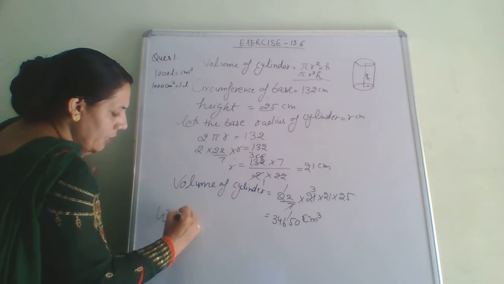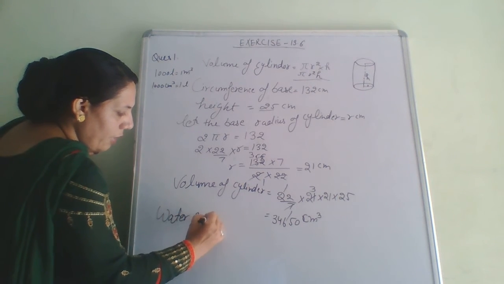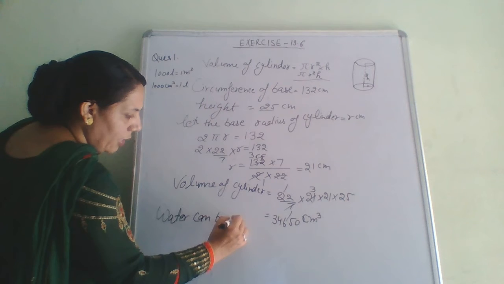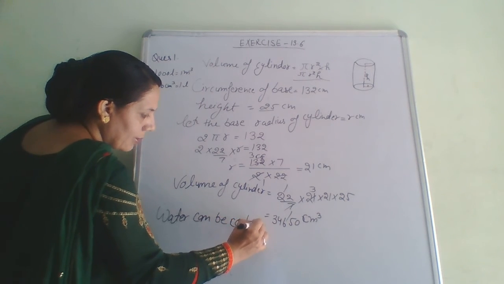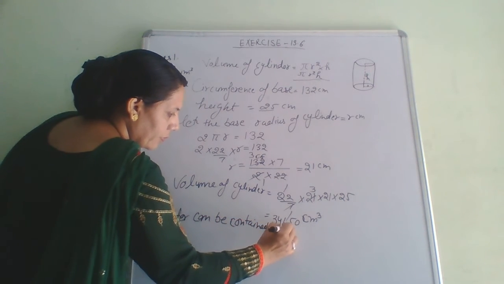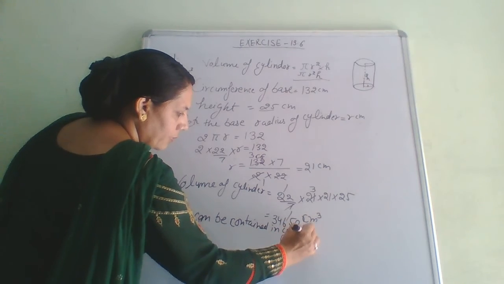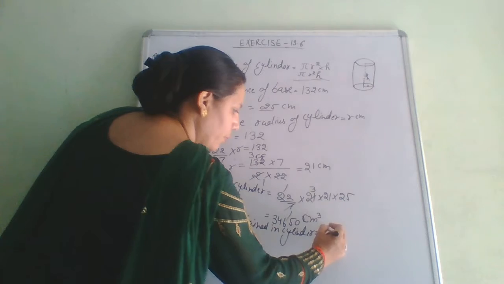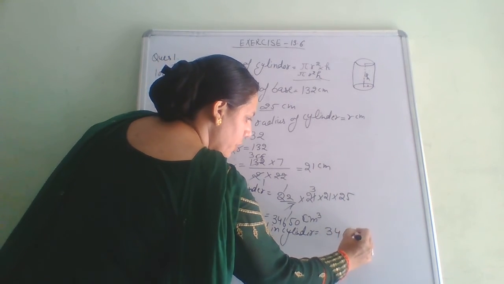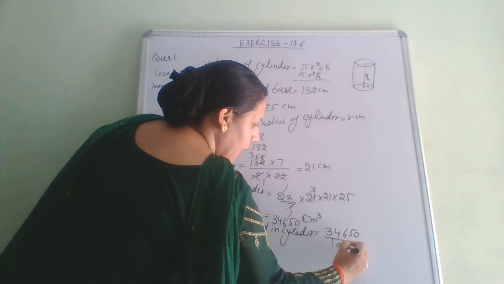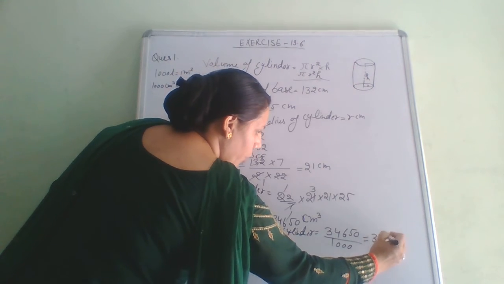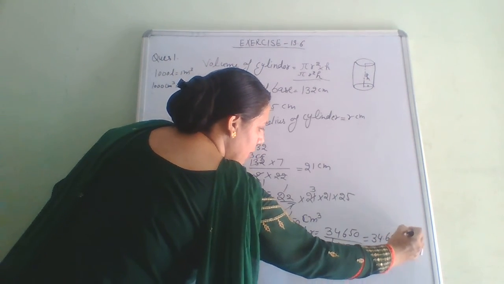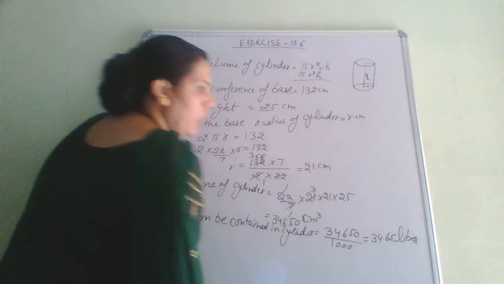Here you will write water that can be contained in the cylinder. So nothing you will do, just divide this volume with 1000. So what you will get, 34.65 liters of water it can hold.